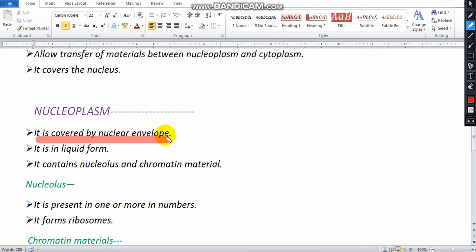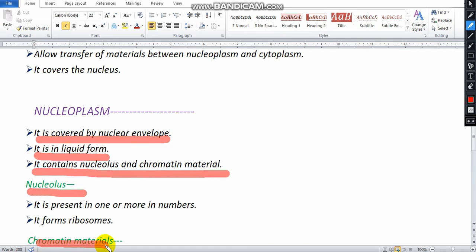There is no other membrane, right? So only the nuclear envelope is covering it. It is in liquid form, as it is a fluid. It contains nucleolus and chromatin material. We discussed this. So let's now see about nucleolus. Nucleoplasm contains two components, which are nucleolus and chromatin material.